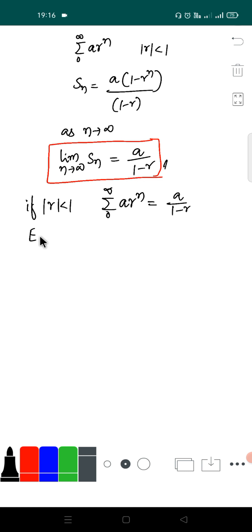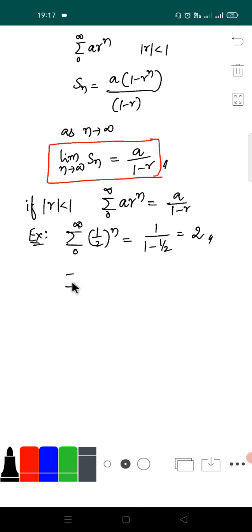In the last video, we saw as an example the summation of (1 by 2) to the power of n, where n goes from 0 to infinity. Here a is 1, r is 1 by 2, and this is converging to 2.